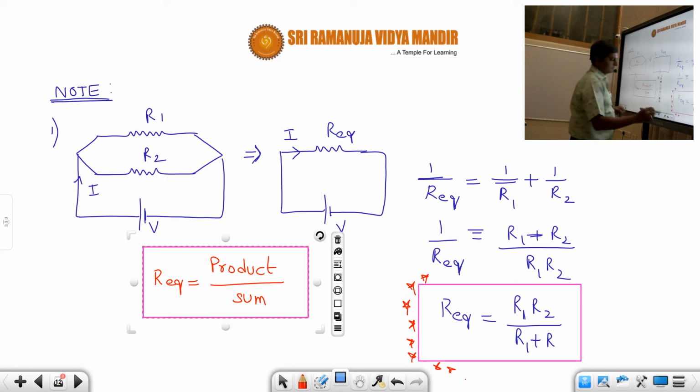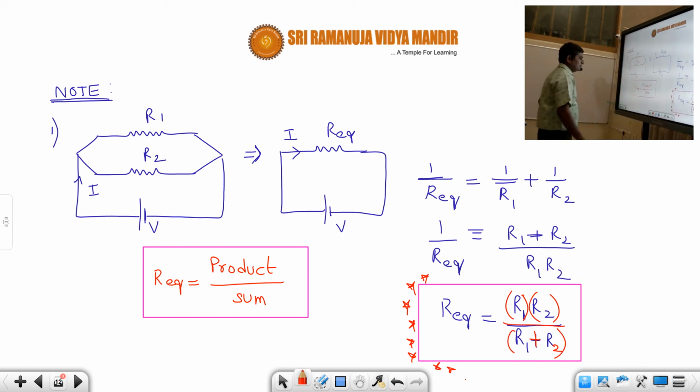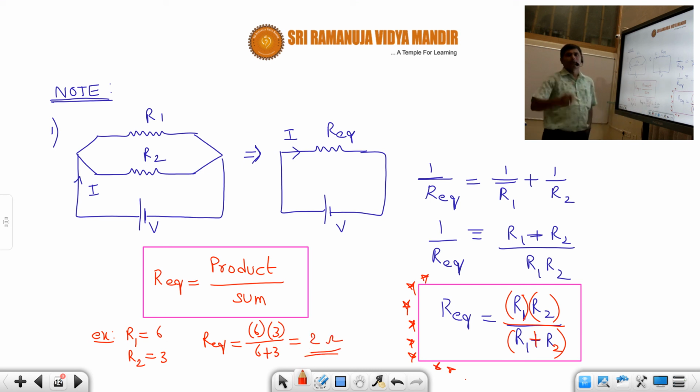Okay, product by sum. Just like here you can see, this is R1 multiplied by R2, divided by R1 plus R2. So product by sum, students. For example, let us say R1 is 6 and R2 is 3. So immediately you should say, R equivalent, how much, students? 6 into 3, 18, divided by 6 plus 3, 9. So that means how much, students? 2 ohms. So immediately it should come to your mind, students. If two resistors are in parallel, then immediately the equivalent resistance is 2 ohms.